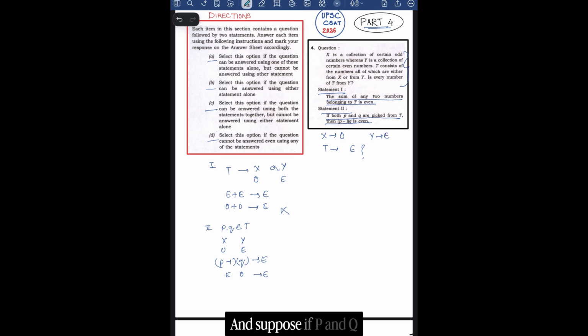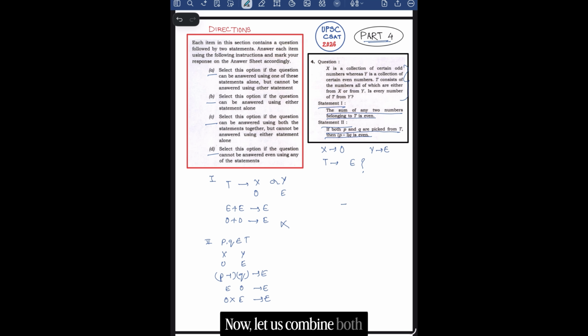And suppose P and Q are even, so P minus 1 will become odd and Q will be even. So odd into even will also be even. So this condition is always satisfied. If all the elements of T are even, then also this condition is satisfied. And if all the elements of T are odd, then also this condition is satisfied. So statement 2 is not sufficient to answer the question.